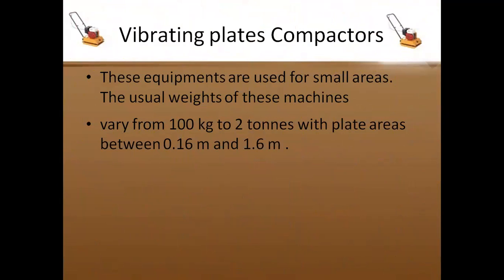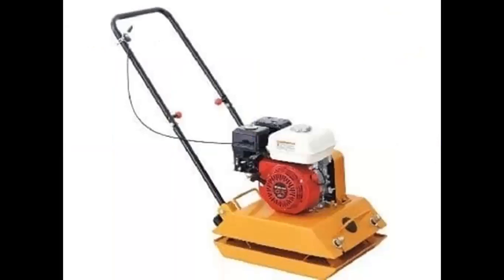Vibrating plate compactors. These equipments are used for small areas. The usual weights of these machines vary from 100 kgs to 2 tons with plate areas between 0.16 square meters and 1.6 square meters. Here you can observe these are the vibrating plate compactors. The base plate is vibrated and moved forward slowly by an operator pushing this rod, so that it moves forward vibrating and compacting the soil beneath.